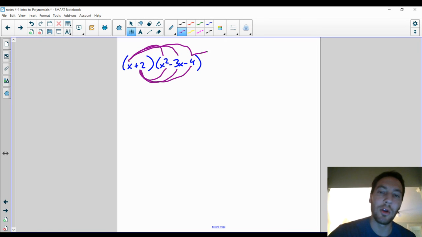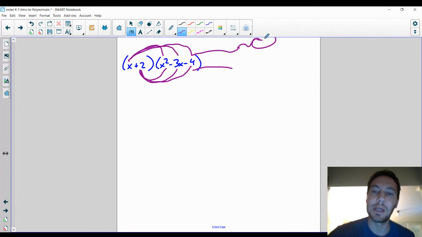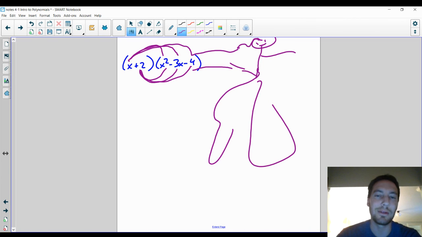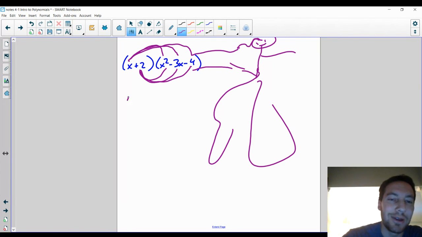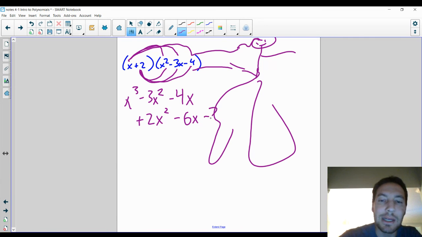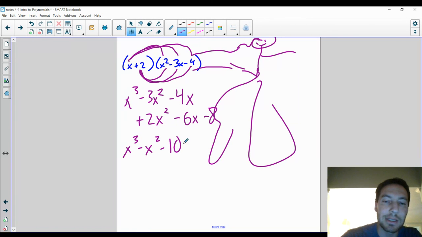You can see how that would be like a claw. And there's my body. Okay, I'm not the best artist. Kind of a claw. Anyway, if you do this one out, you're going to get x cubed minus 3x squared minus 4x plus 2x squared minus 6x minus 8. And my final answer, look how I grouped them here, saved it on purpose, not just a pretty face. And we get x cubed minus x squared minus 10x minus 8.